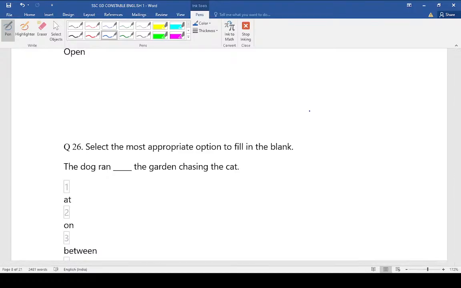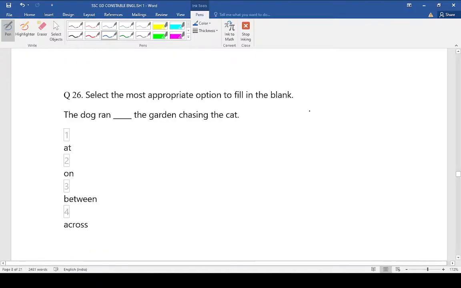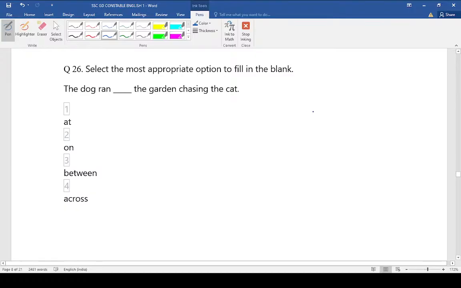Select the most appropriate option to fill in the blank. The dog ran dash the garden chasing the cat. Across the garden. It is used for a particular place. On is used when attached to the thing, and between is nothing but starting point to end point between two edges which is connecting. Across is nothing but within the space they can move freely. So accordingly across will be the correct answer.